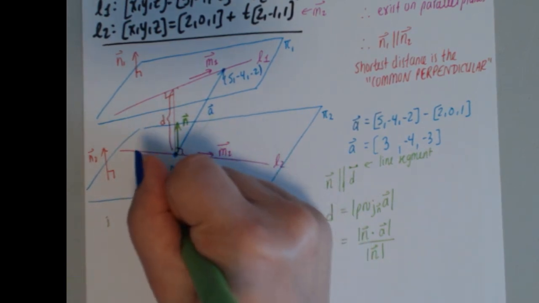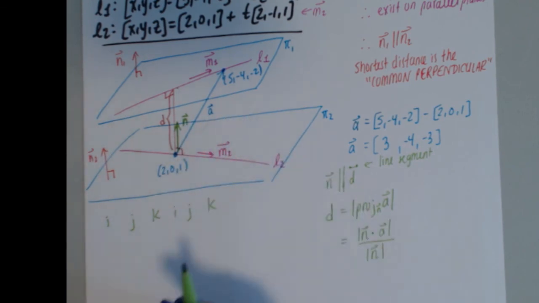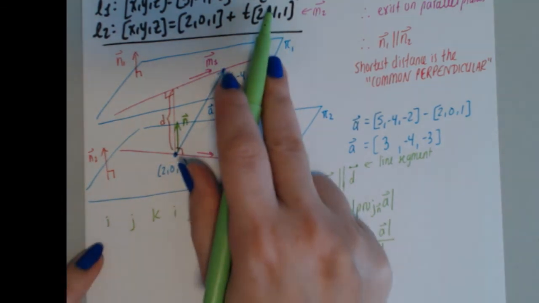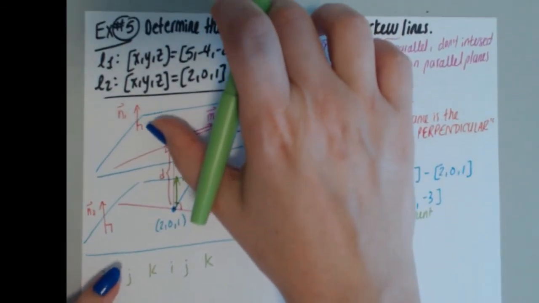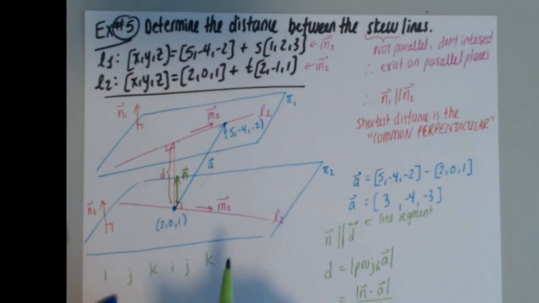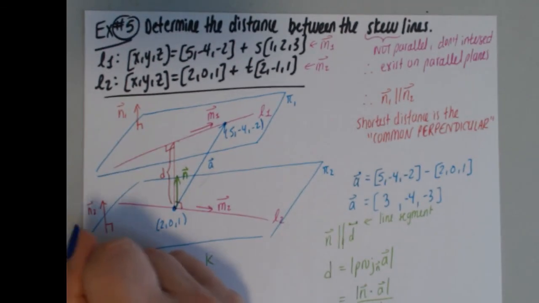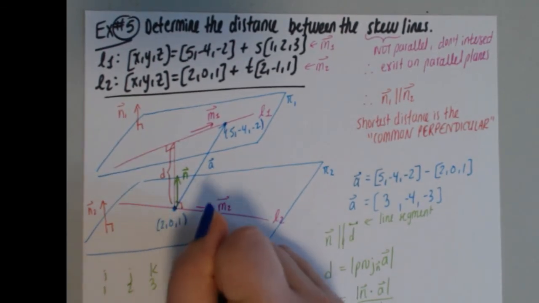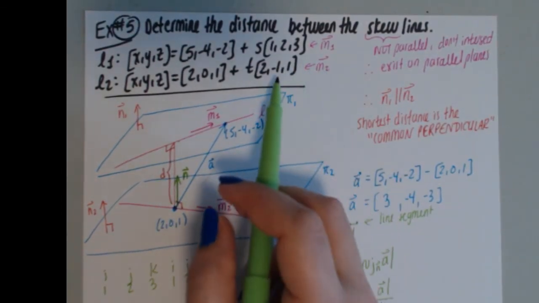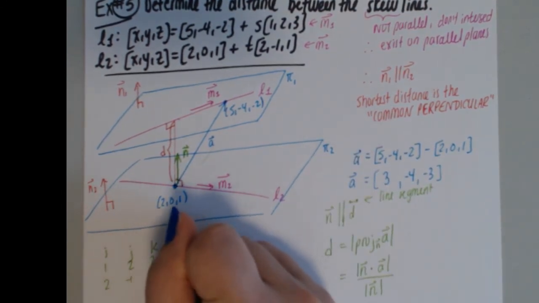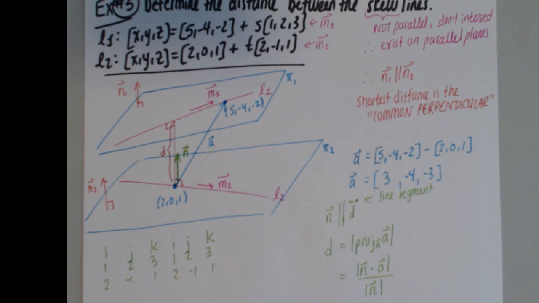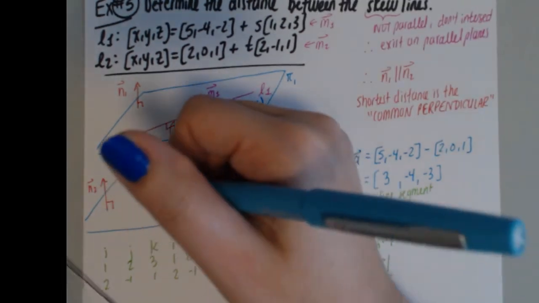So I have i j k, i j k. The first vector is the first direction vector that's going to go here. Sorry, let me go down again. So that's 1, 2, 3, 1, 2, 3, 1, 2, 3, and 2 minus 1, 1. And I like to draw my lines.